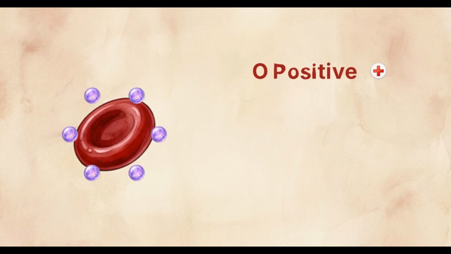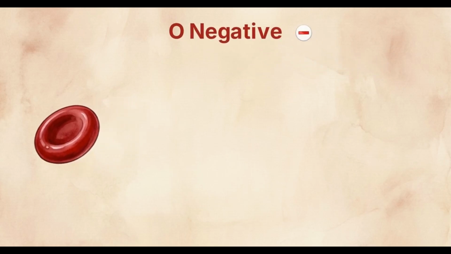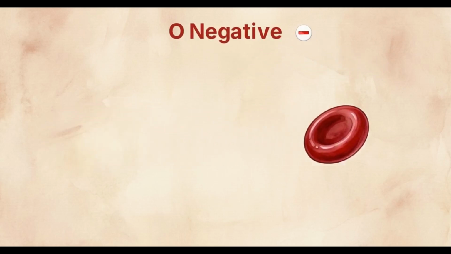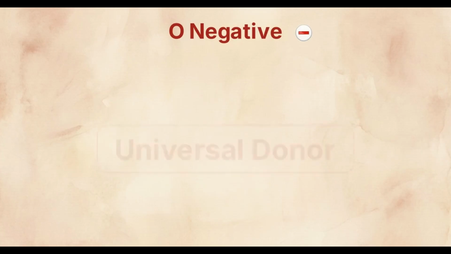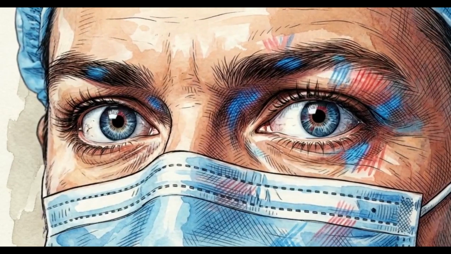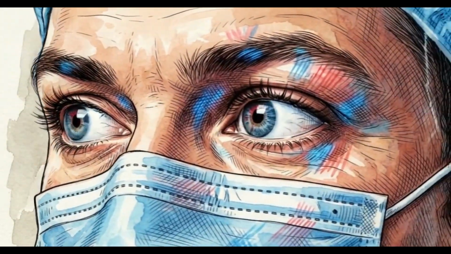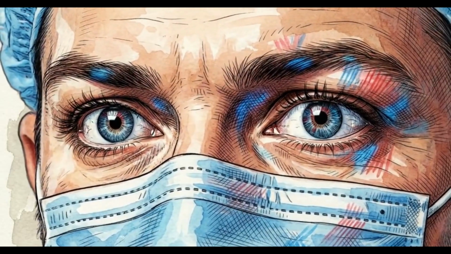Then there is O negative. It lacks A, B, and Rh entirely. Because the cell surface is completely bare, it slips past the immune system undetected. It is the universal donor. When doctors are flying blind to save a life, O negative is the immediate solution. It's the blind safety net that keeps emergency medicine functioning.